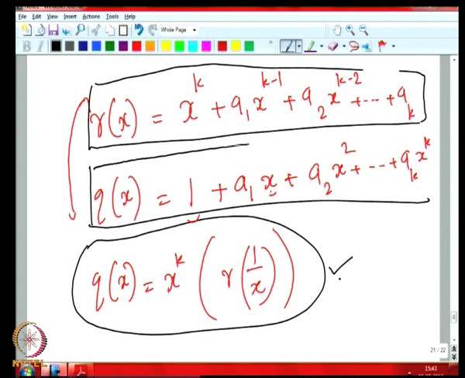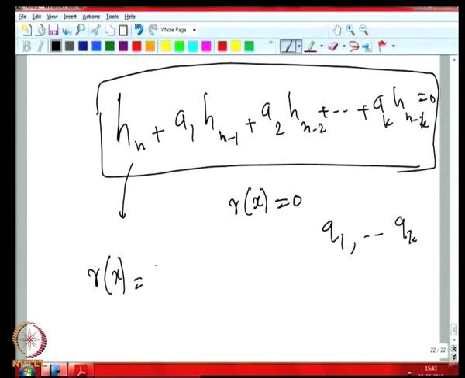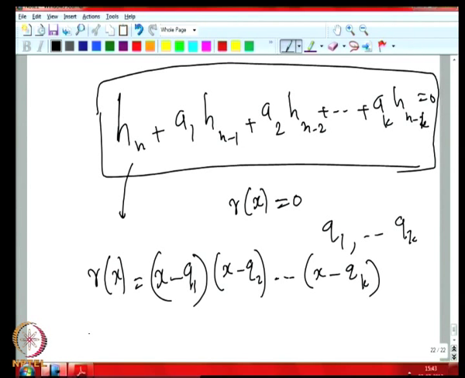And q of x for the recurrence relation was written here. q of x, in the sense g of x is equal to p of x by q of x, that particular q of x will come like this. And from this we notice that q of x is actually x raised to k into r of 1 by x. But actually the characteristic equation r of x equal to 0 has roots q1 to qk, say. Then r of x equals x minus q1 into x minus q2 and so on, x minus qk.